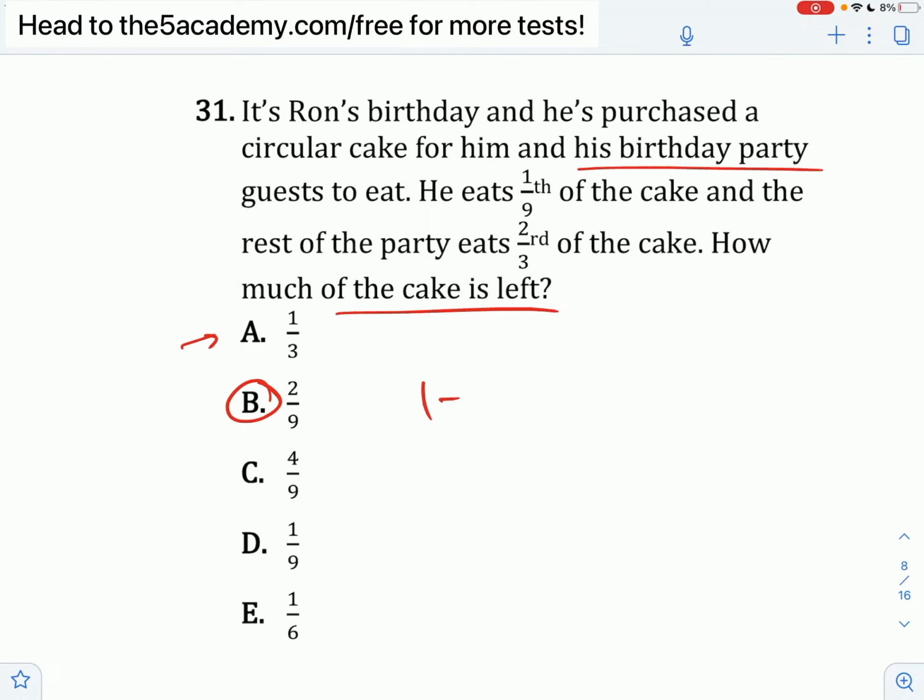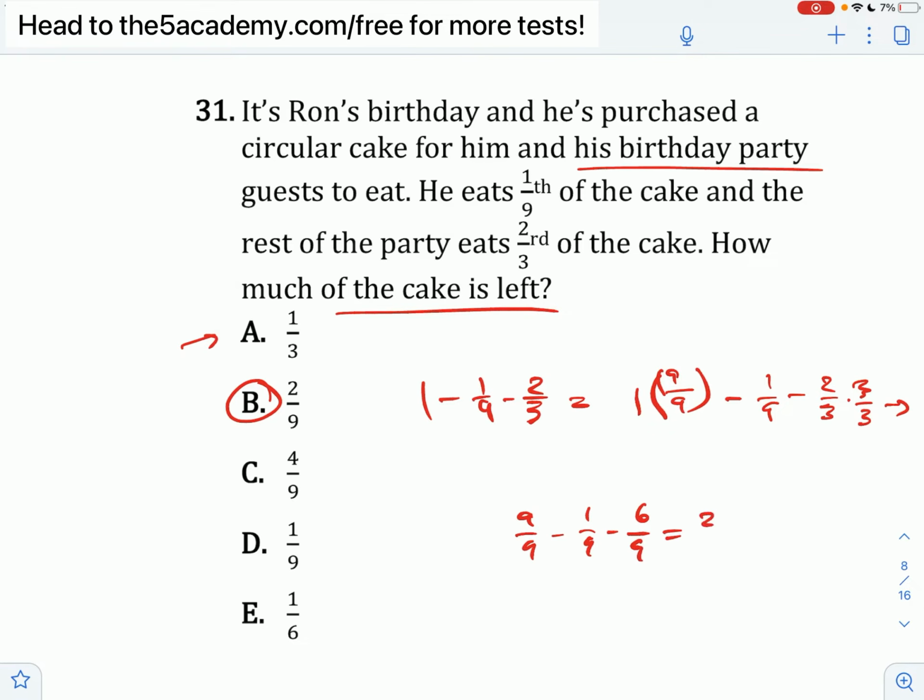If you want to do it the proper way, you can find a common denominator, which in this case should be 9. So convert this to 9 divided by 9 by doing this essentially. So you do 1 times 9 over 9 minus 1 over 9 minus 2 over 3 times 3 over 3. So you get 9 over 9 minus 1 over 9 minus 6 over 9. You end up getting 2 over 9. You just essentially subtract the numerators and then keep the denominator the same.